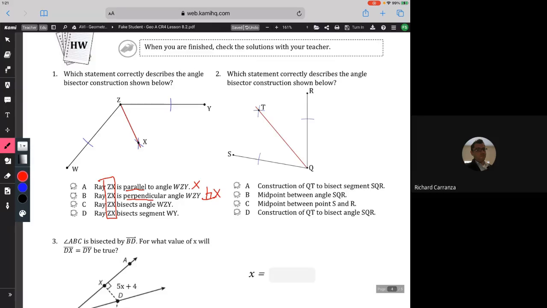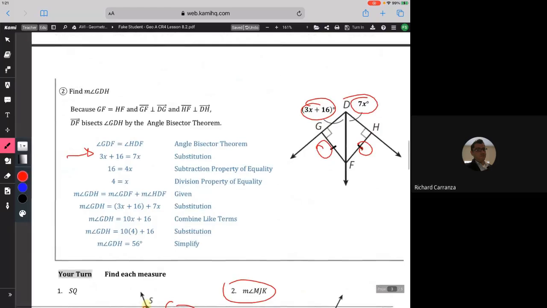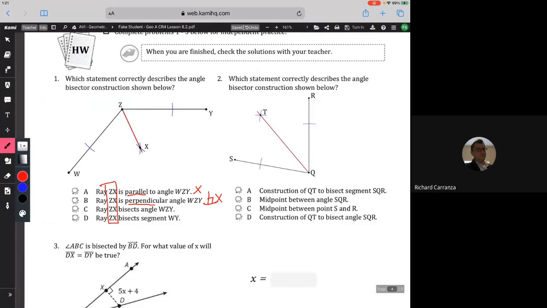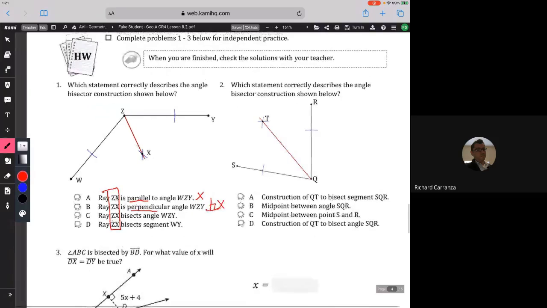What are we doing in this whole thing? We're doing angle bisectors. We're doing angle bisectors, not segment bisectors. So just by process of elimination, it's going to be C. Two is the same thing. So I'm going to let you guys think of number 2.